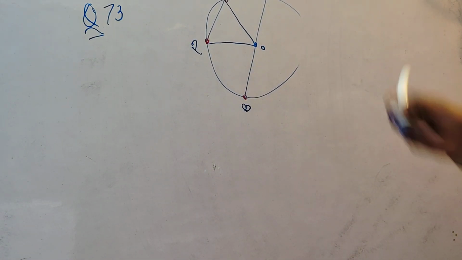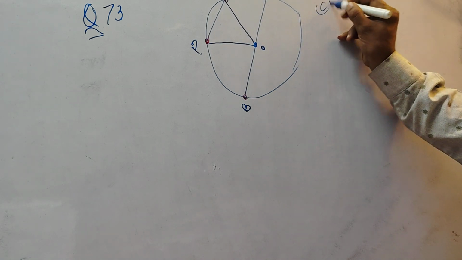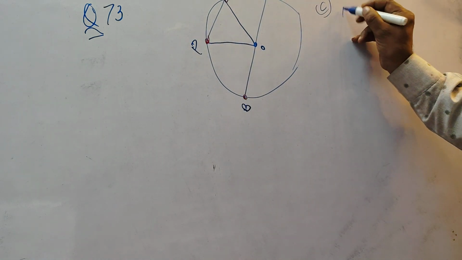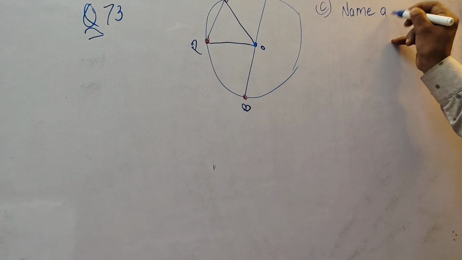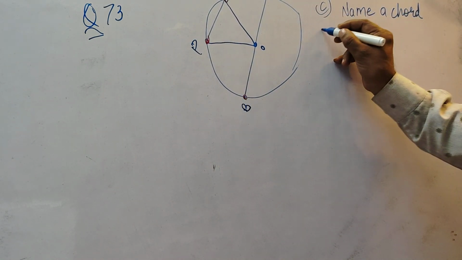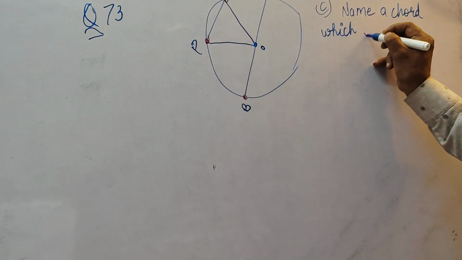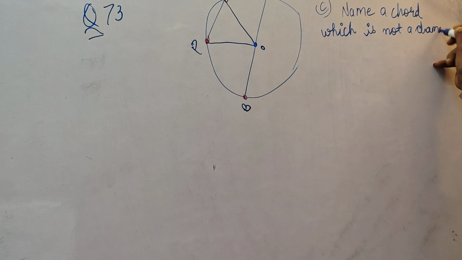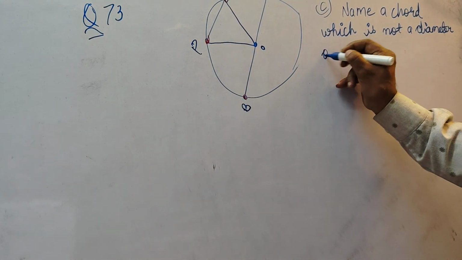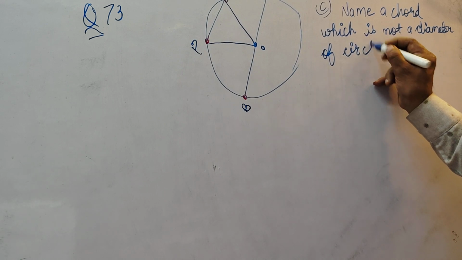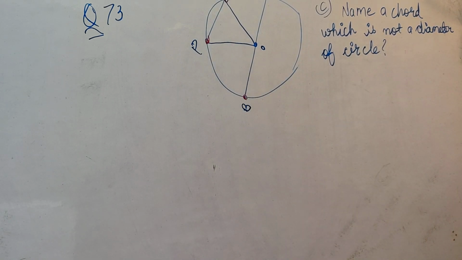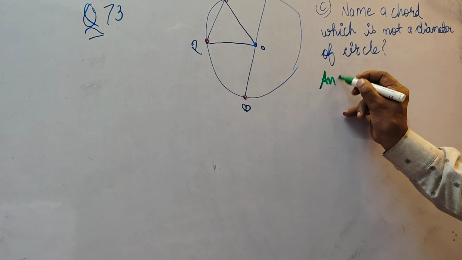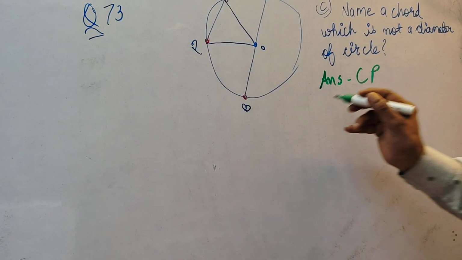Part C is asking: name a chord which is not a diameter of the circle. Is it CP? Yes, this is CP because it is not passing through the center. So the answer is CP.